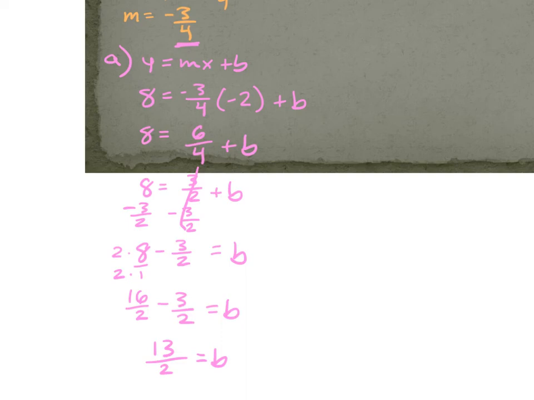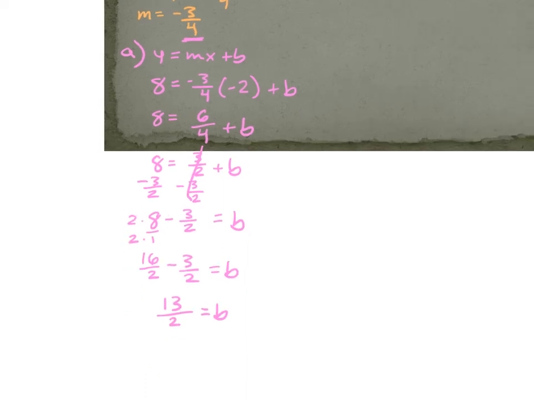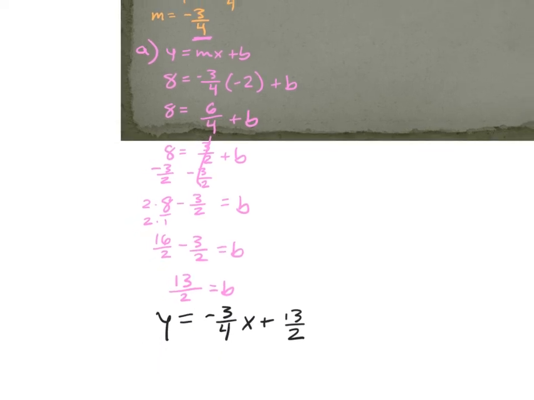So now that we have our m and we have our b, we can plug it into slope-intercept form. So we have y is equal to, what's our m here, our slope? Negative 3/4. x plus, what's our b? 13/2. So this is our equation.